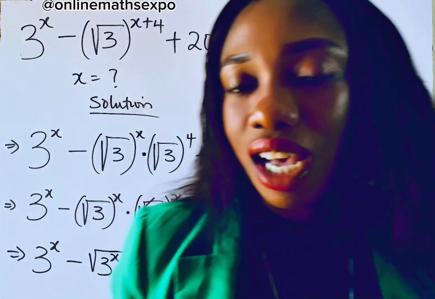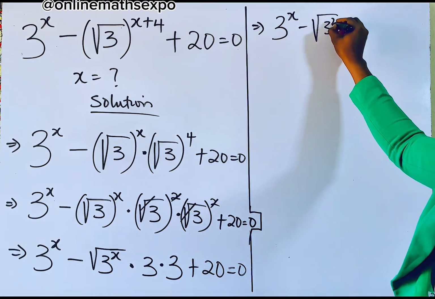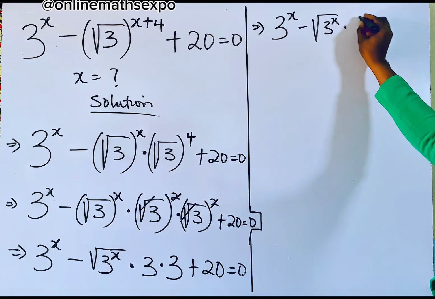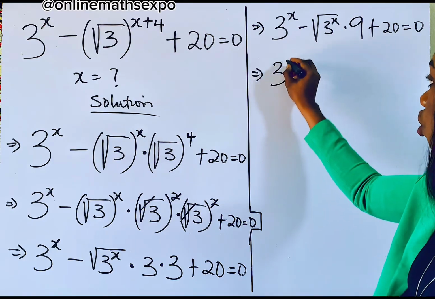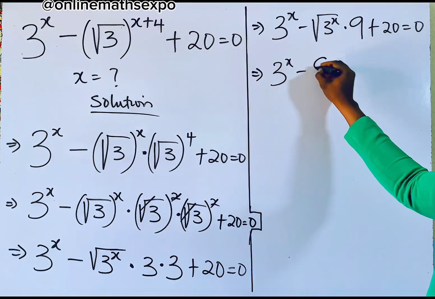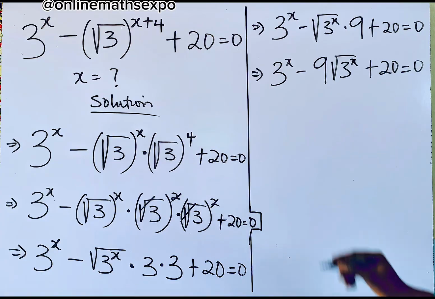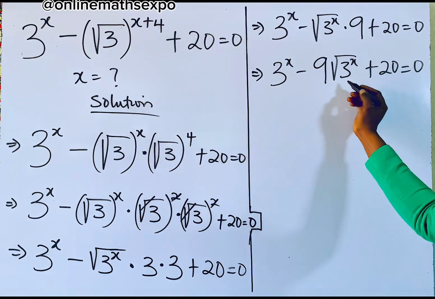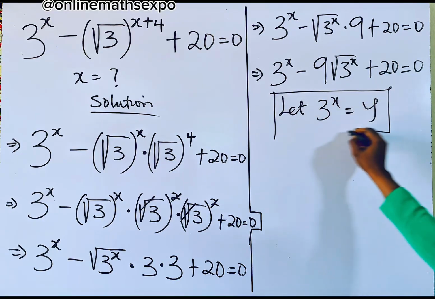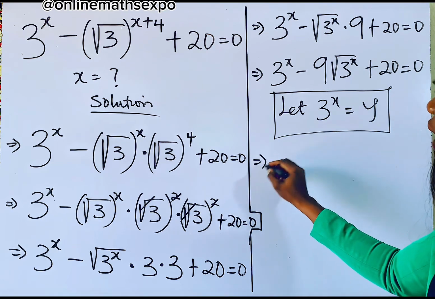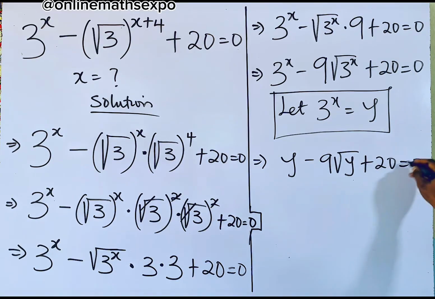If you keep simplifying this, we have 3 to the power of x minus root of 3 to the power of x, multiply this to, it gives you 9 plus 20 is equal to 0. So it is the same as 3 to the power of x minus 9 root 3 to the power of x plus 20 is equal to 0. Now you observe that 3 to the power of x is repeated. So you can choose to say, let 3 to the power of x be equal to y. This is to help us simplify what we are doing. So this will now be y minus 9 root y plus 20 is equal to 0.